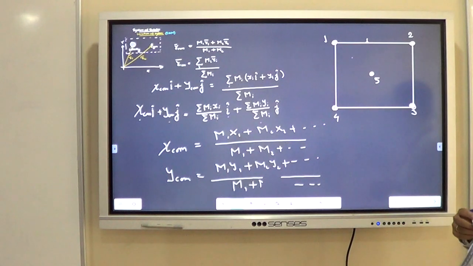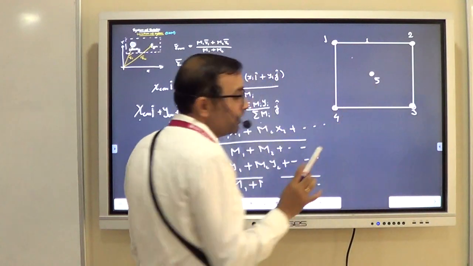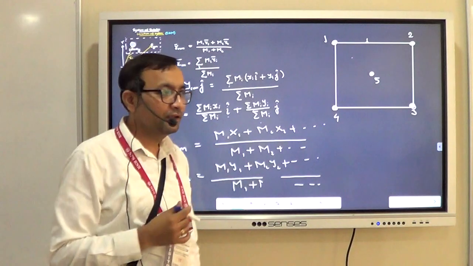Where should it be? Somewhere between 4 and 5, because most amount of mass is around that.